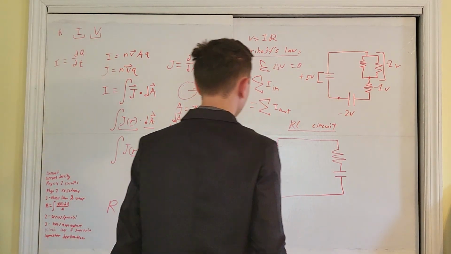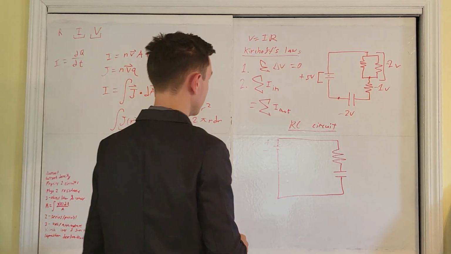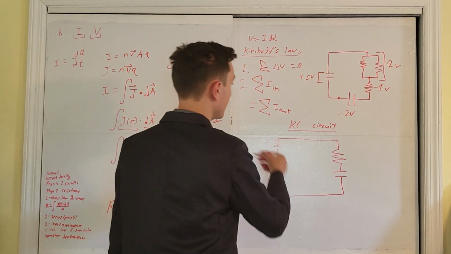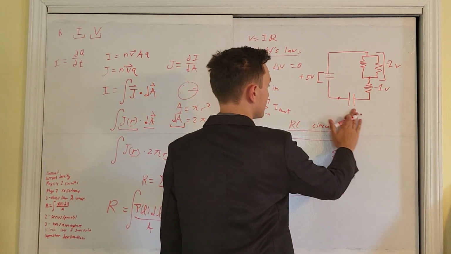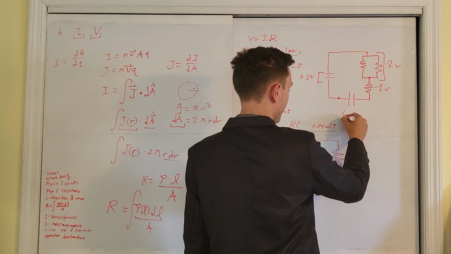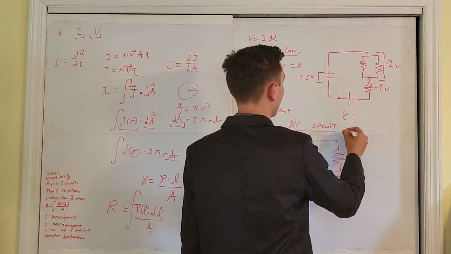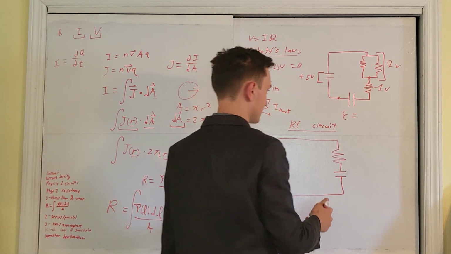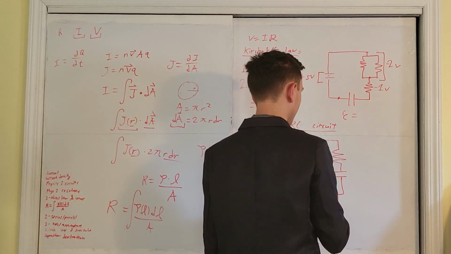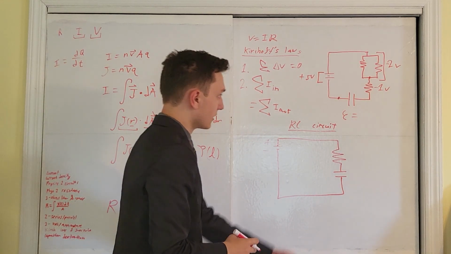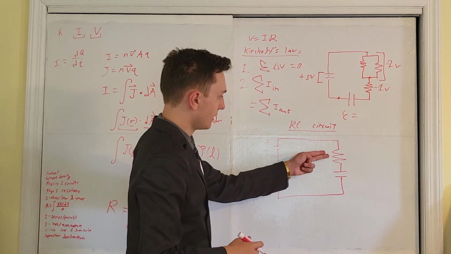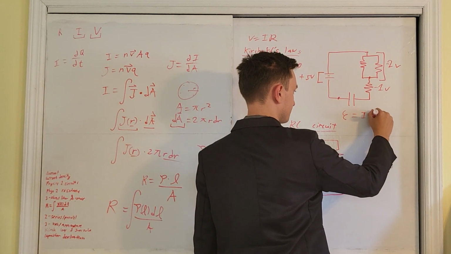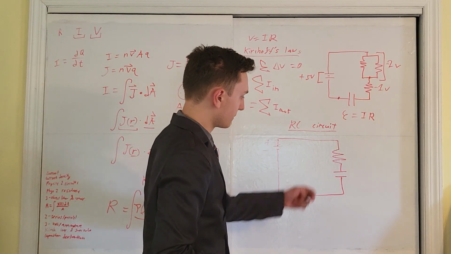The beginning of this derivation starts with Kirchhoff's loop rule. Okay? It says that the sum of voltage drops in the circuit equals 0. Another way of writing that is the EMF supplied by the battery must equal all the voltage drops across the circuit. Okay, so in the case of an RC circuit, there are two sources of voltage drop. You have the voltage drop across the resistor, which is IR, and you have the voltage drop across a capacitor.